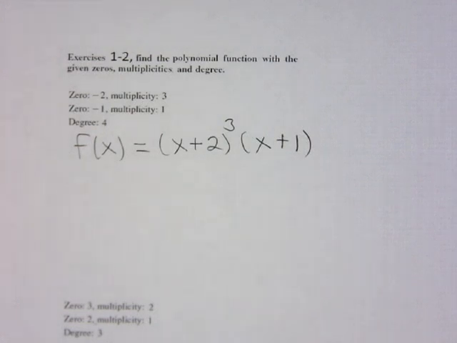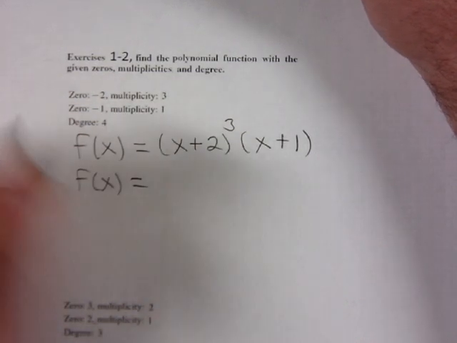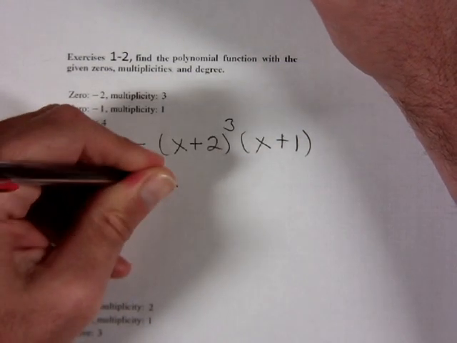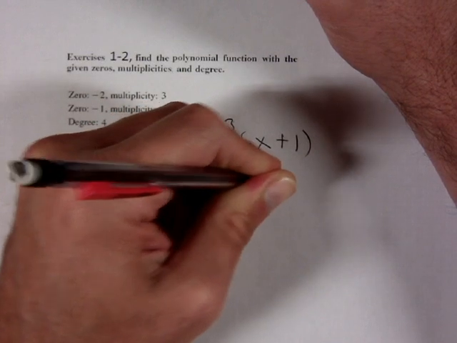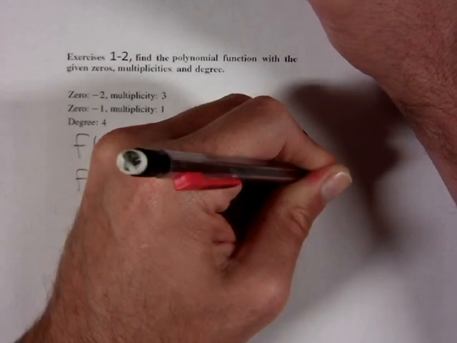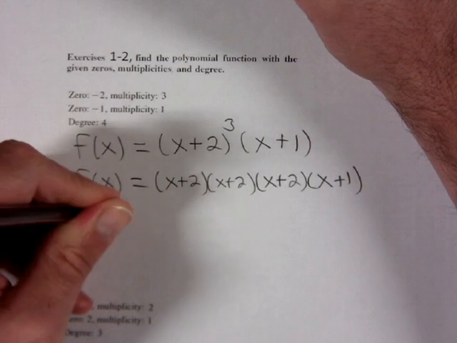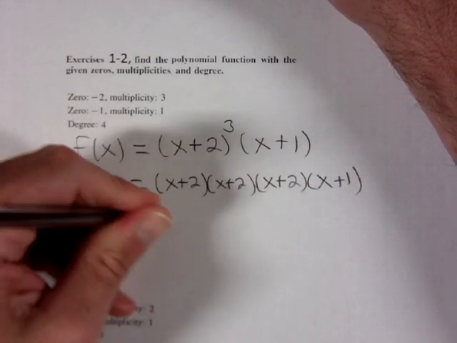Now, here's what the issue is going to be. On a multiple choice, your answer choices are probably going to be in standard form. So in order to arrive at the correct answer, I'm going to have to multiply this out. The first thing I would do is write this out multiple times. So x plus 2 to the third power is x plus 2 times x plus 2 times x plus 2. And then don't forget that you've got the x plus 1 on the back of that. Now I can start multiplying these out with the distributive property. We can take a look at this one first. And so x times x is x squared.